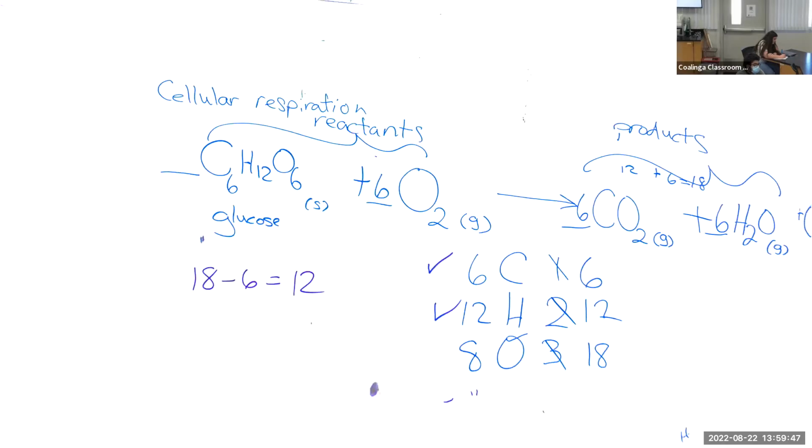If there's no number in front of it, it's understood to be a 1. Okay. So we do the math. 6 plus 12. Is that equal to 18? Yes. Okay. So would that be balanced? That's a balanced equation. The way I always remember this is a standard one.